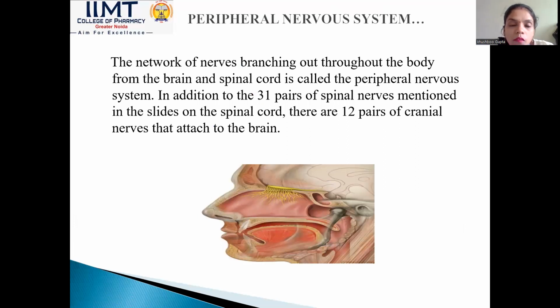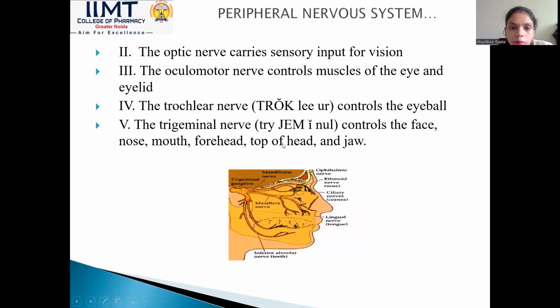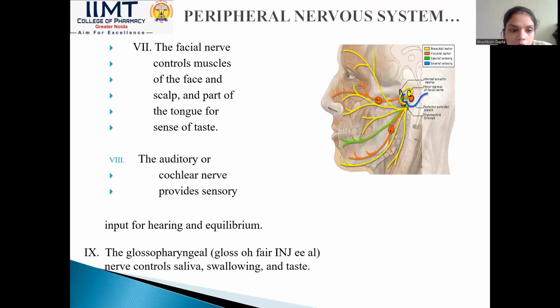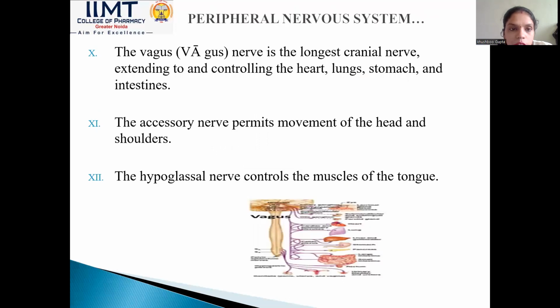Peripheral nervous system: the network of nerves branching out throughout the body from the brain and spinal cord is known as the peripheral nervous system. In addition to these 31 pairs, which I have mentioned earlier, there are also 12 pairs of cranial nerves that attach to the brain. What are the 12? The optic nerve, oculomotor nerve, trochlear nerve, trigeminal nerve, facial nerve, auditory nerve, glossopharyngeal nerve, vagus nerve, accessory nerve, and hypoglossal nerve.